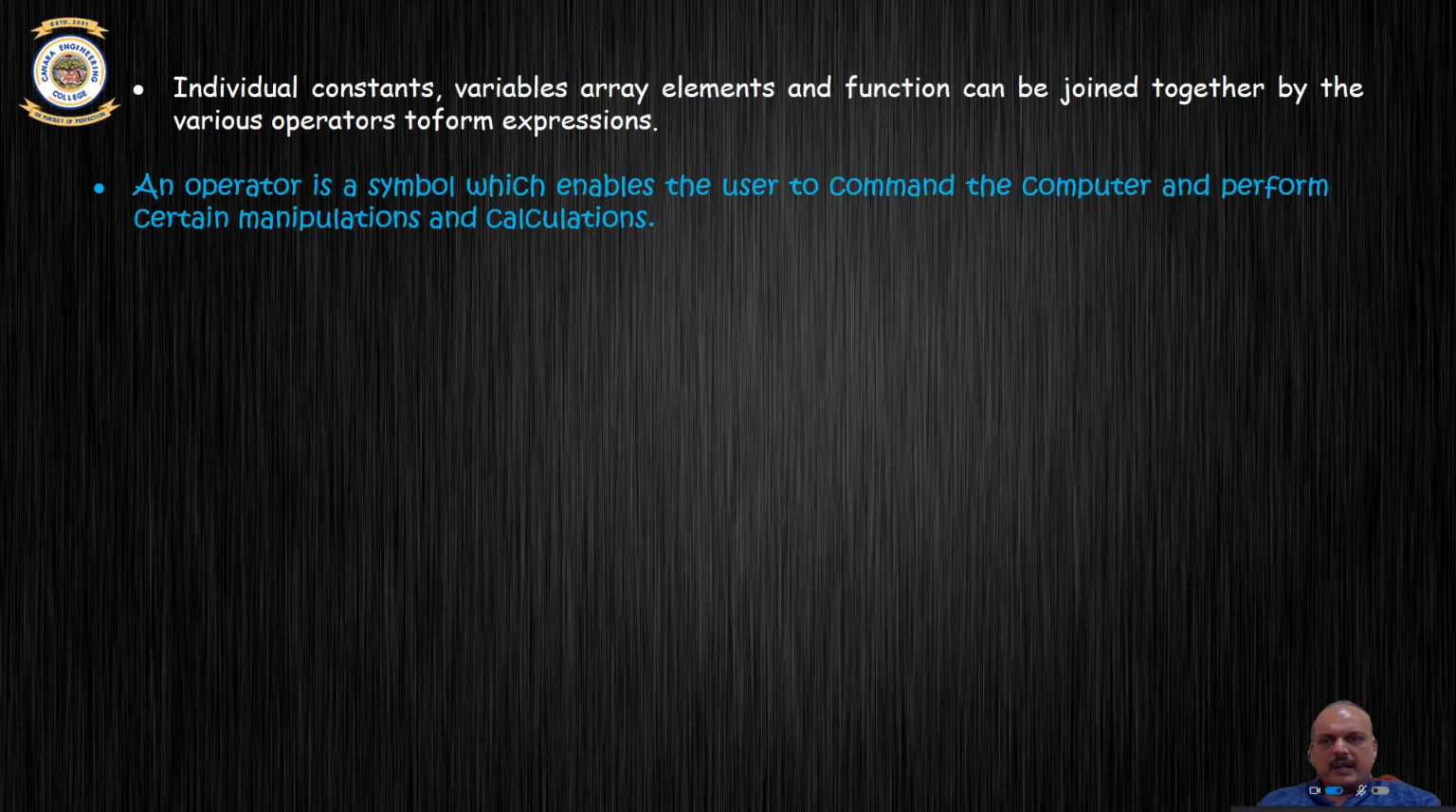So what is an operator? An operator is a symbol which enables the user to command a computer to perform some kind of manipulation or crunch the data stored in a variable. So the operator is very similar to a keyword where the user instructs the compiler to perform some operation on the information.